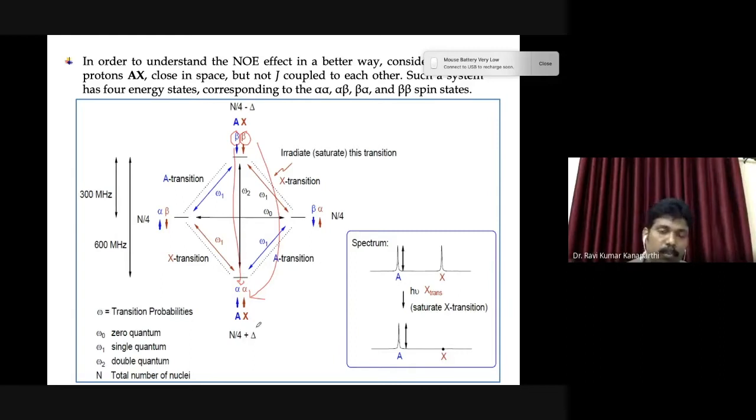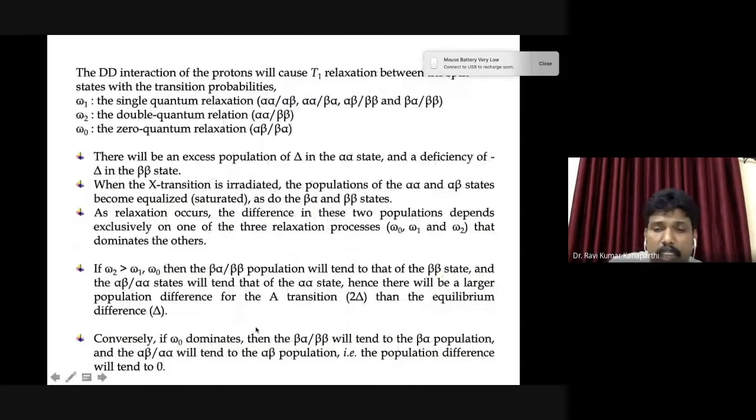The A spin can go from alpha to beta, or the X spin can go from alpha to beta. Anything can happen. One of the nuclei will change. That is one type of relaxation process, which we call the single transition relaxation process, and there is a probability for that, which is omega 1. Similarly, omega 2. Okay, I think this is the explanation which I have given.